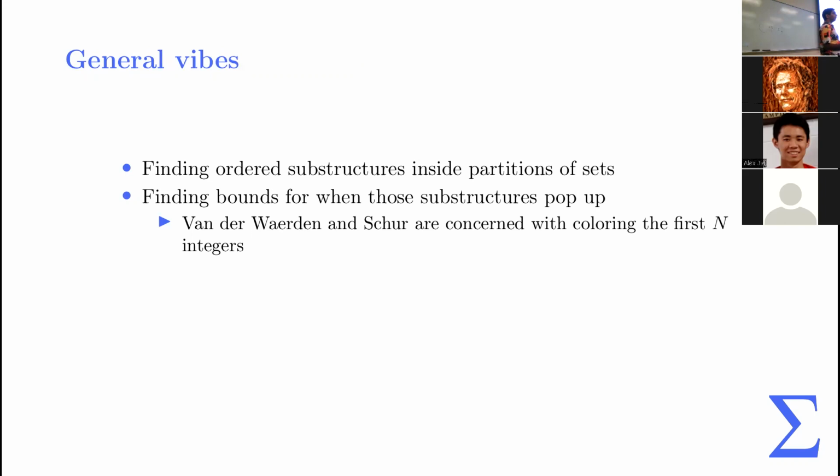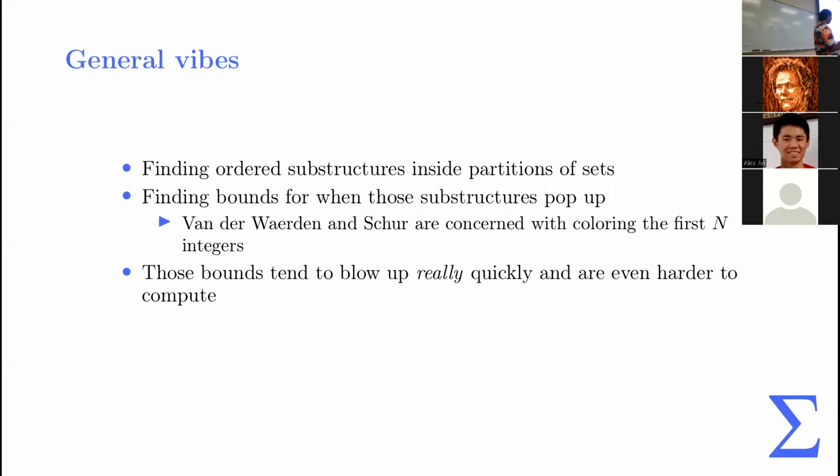We want to find bounds for when substructures can pop up. Like I showed you, van der Waerden and Schur are trying to partition the first n integers. Ramsey's theorem was about how big our complete graph needs to be before we find our complete cliques. And as we saw with Ramsey's theorem, these bounds blow up really quickly. Van der Waerden's, I think, brings in the Ackermann function, which you might have covered in 374. The Ackermann function is like the first example of something that grows really quickly. Schur too is incredibly hard to compute.